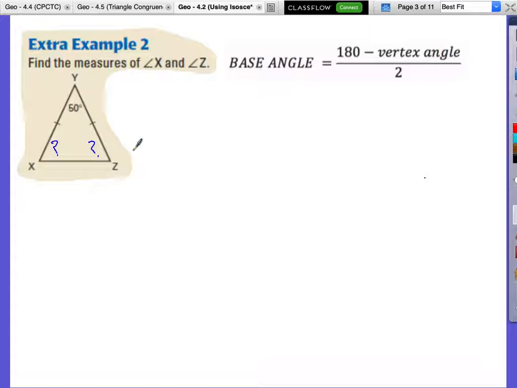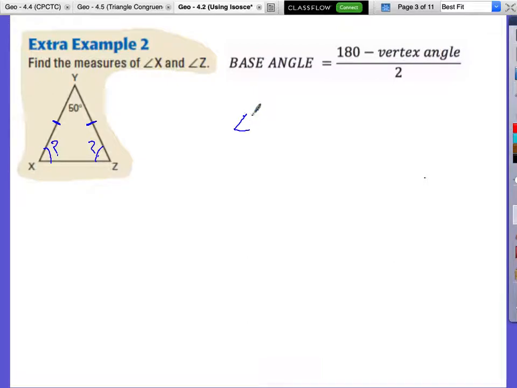And we know this is what kind of a triangle? It's an isosceles triangle. How do you know that? There are two congruent sides. Those are marked. So if it's an isosceles triangle, what do we know about these two base angles, X and Z? They're going to be congruent, meaning they have the same measure. So we have this thing saying one base angle, either X or Z, is going to be equal to 180 minus our vertex angle over 2.